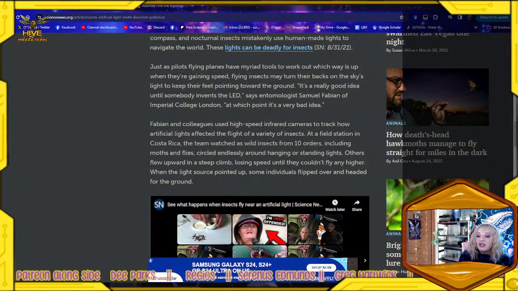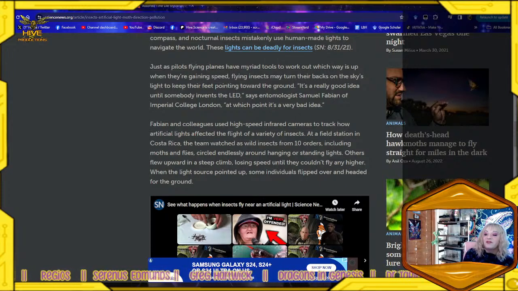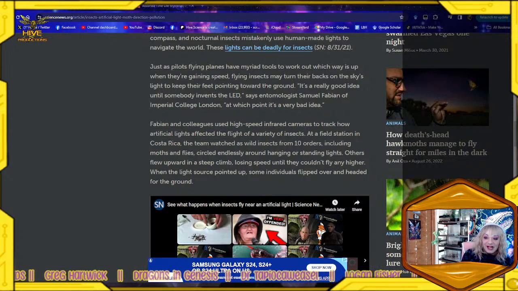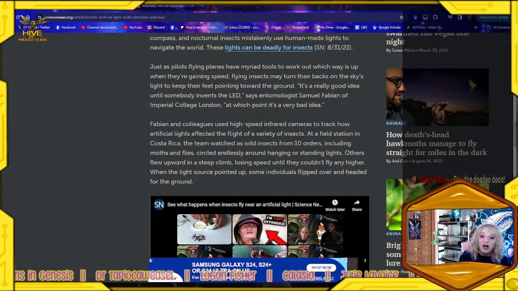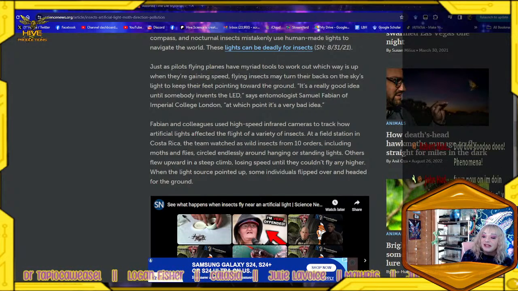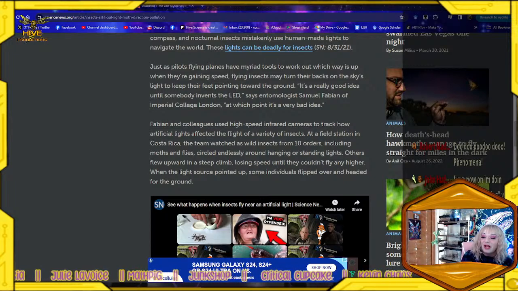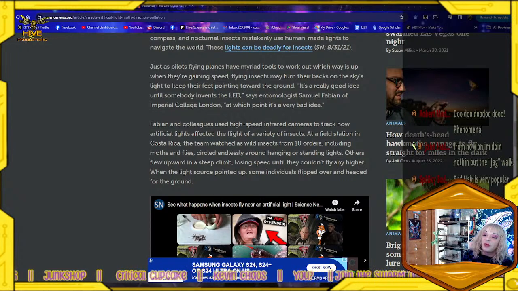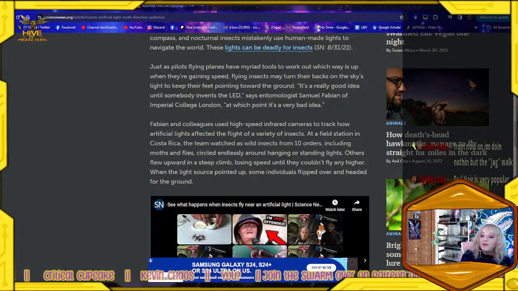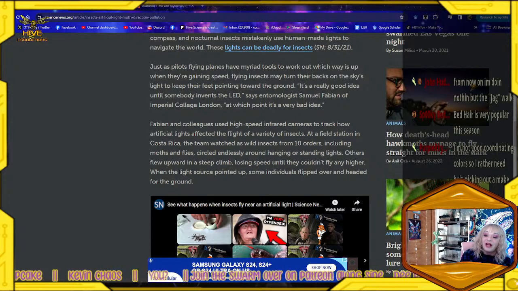Fabian and colleagues used high-speed infrared cameras to track how artificial light affected the flight of a variety of insects at a field station in Costa Rica. The team watched as wild insects from 10 orders, including moths and flies, circled endlessly around hanging or standing lights. Others flew upwards in a steep climb, losing their speed until they couldn't fly any higher. When the light source pointed up, some individuals flipped over and headed for the ground.